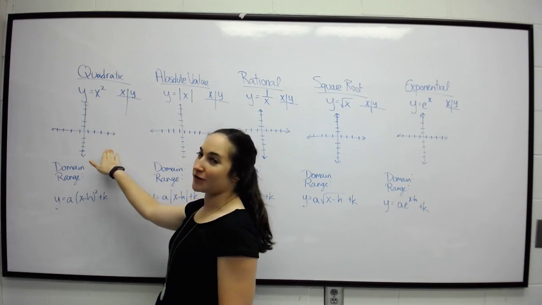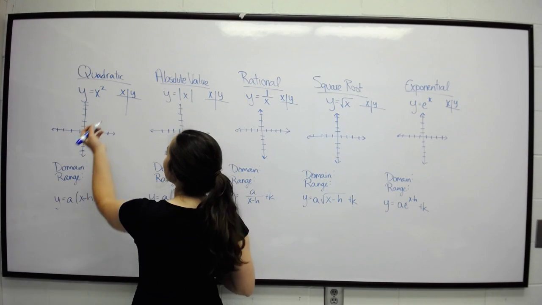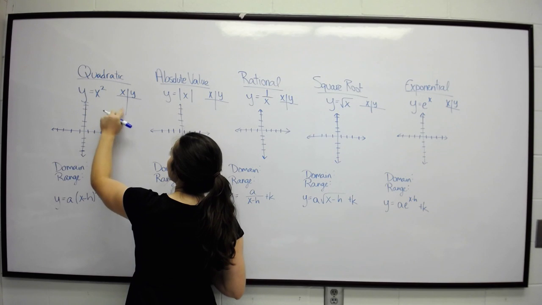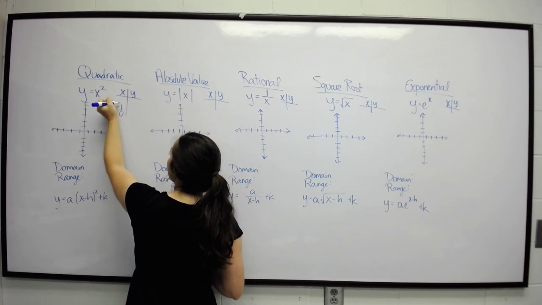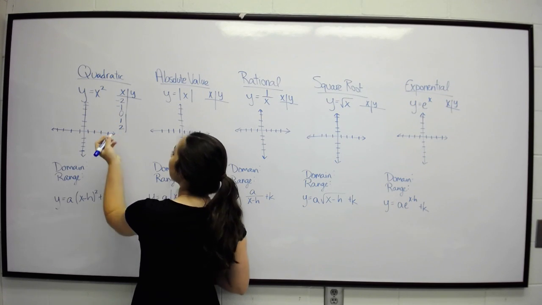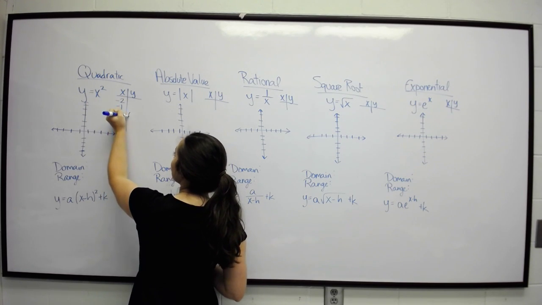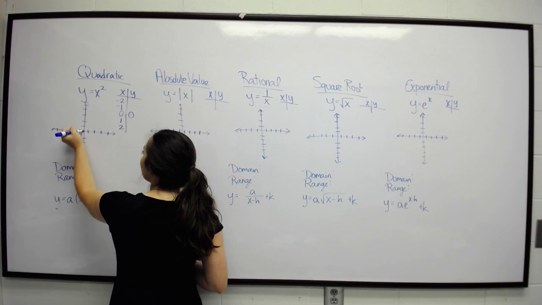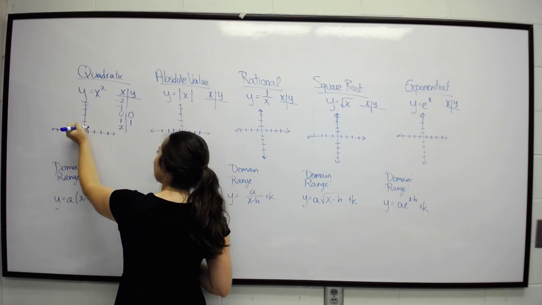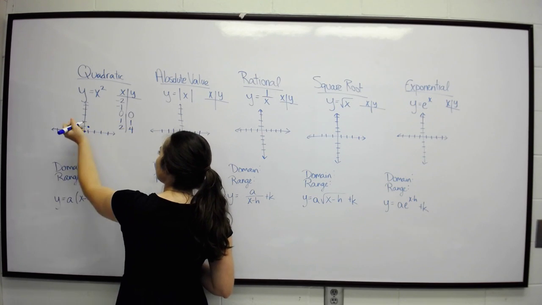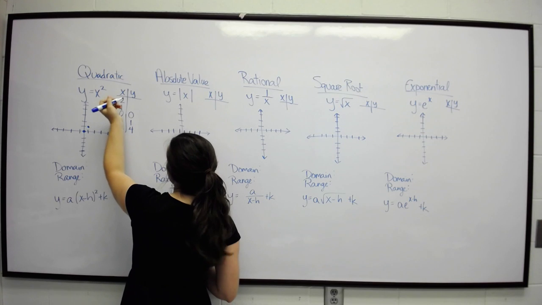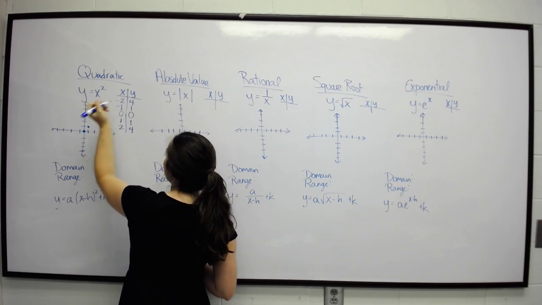The graph is going to have the shape of a parabola, but let's plot some points to get us started. I'm going to use 0, -1, -2, +1, and +2. If you plug in 0 to this equation, you get 0, so I'm going to plot that point here. If you plug in 1, you get 1. If you plug in 2, you get 4. Over here, same thing, you get 1 and 4.